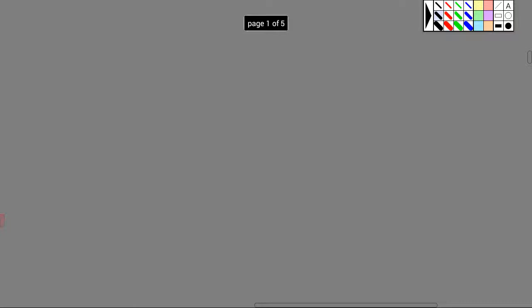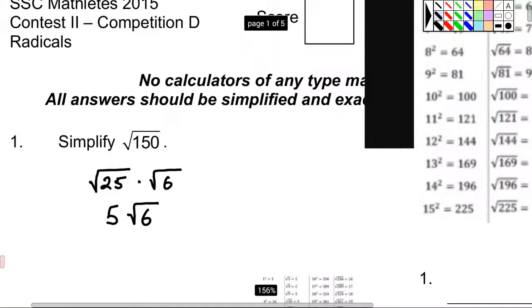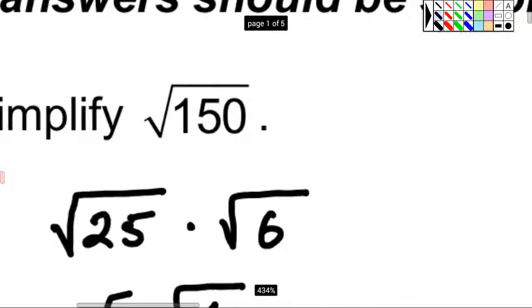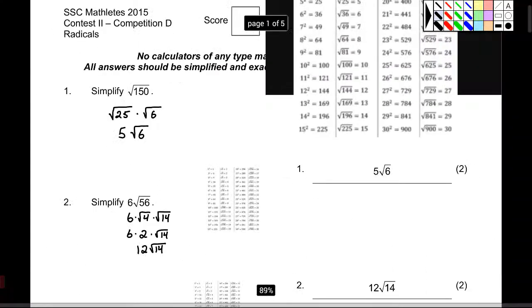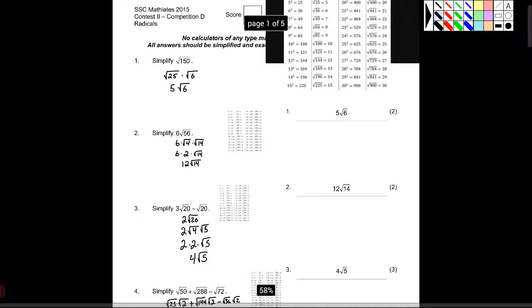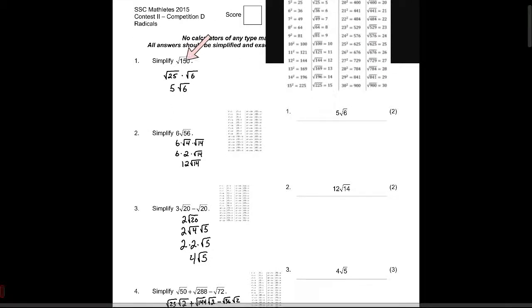So let's look at the competition you guys had from a couple weeks ago. I think you're going to find this is extremely easy now. So a good strategy for taking a radical test like this is to look through it and see what is the biggest number you're going to have to try to break down. So it looks like 288.